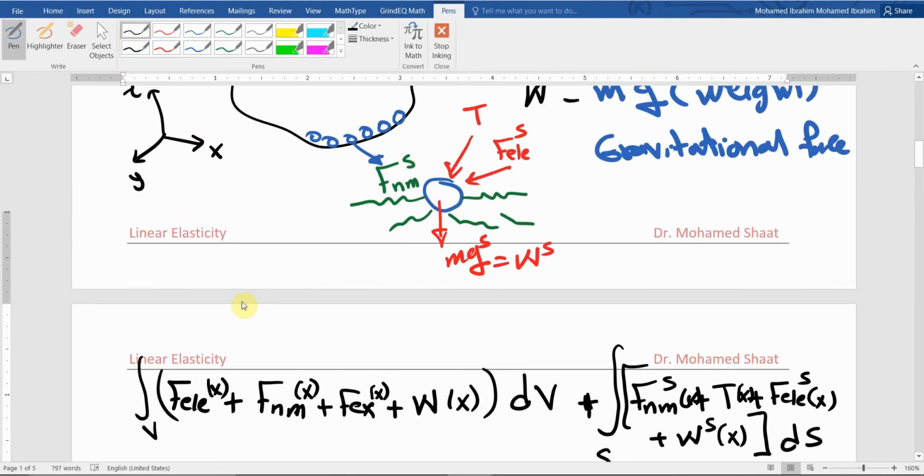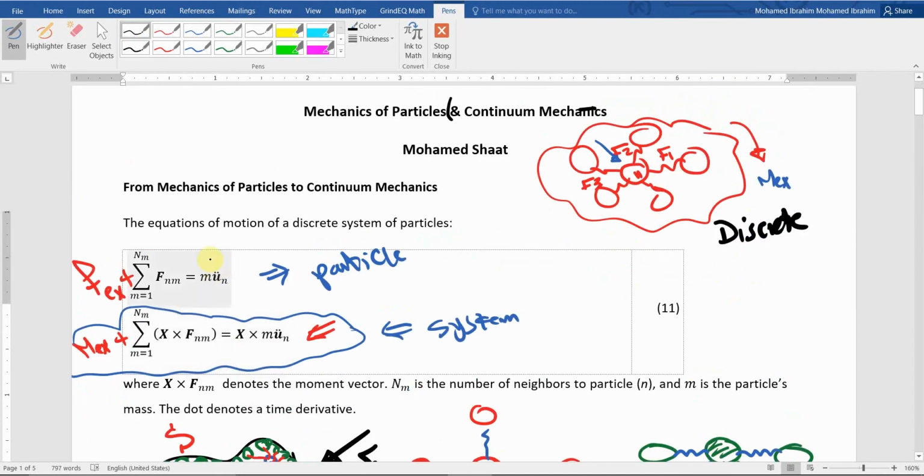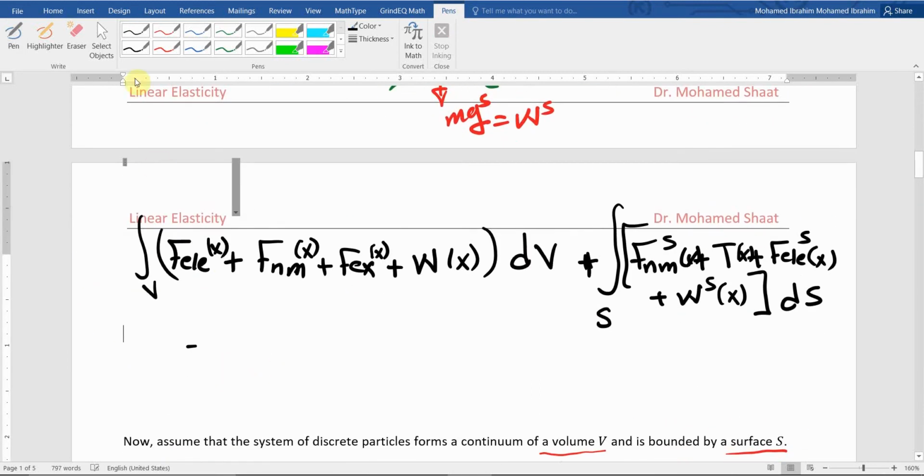All of this integration should equal the inertia. So if we go back here, now we move to the left-hand side. We are integrating the right-hand side, so we have to integrate this term as well. This gives us the integration over the volume of the mass of the particle times the displacement double dot, which is the acceleration of the particle located at point x, dV, where dV is the integration over the volume.